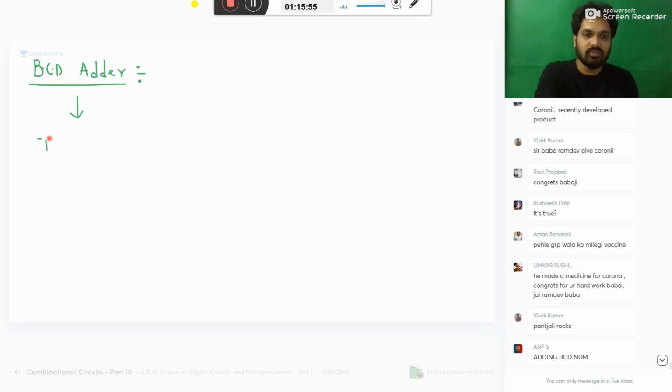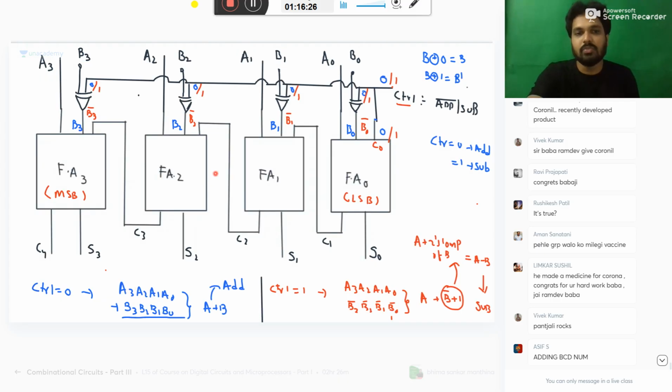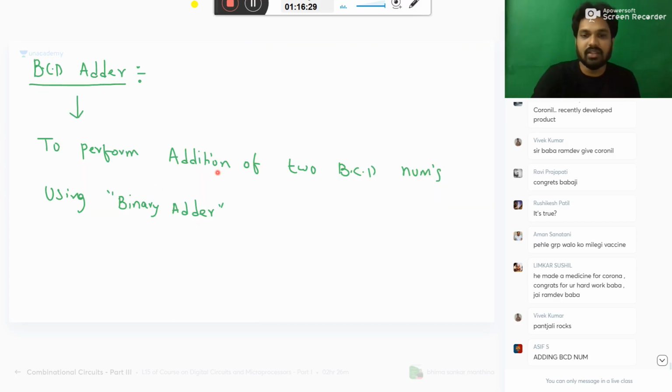BCD adder is to perform addition of two BCD numbers using binary adder. As earlier, some people also asked, binary adder doesn't know what input you are giving. You should do these modifications to perform your job. Like here, you have done this modification to make 2's complement addition. Similarly, that adder circuit is the same. It will do addition blindly. You give inputs to that such that it will perform BCD addition.